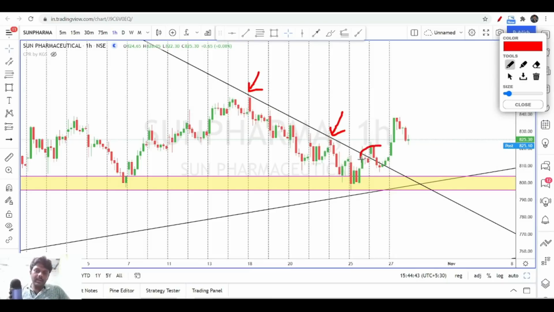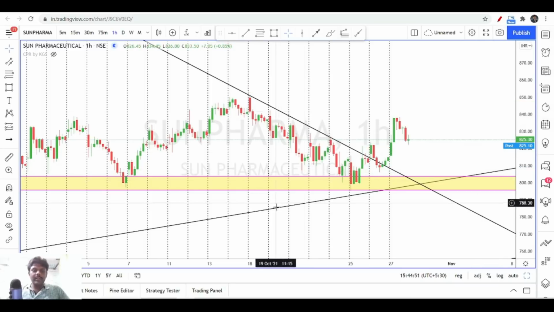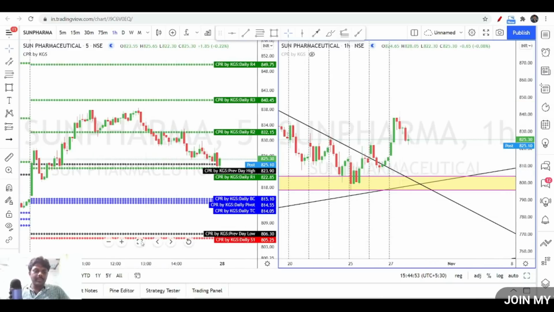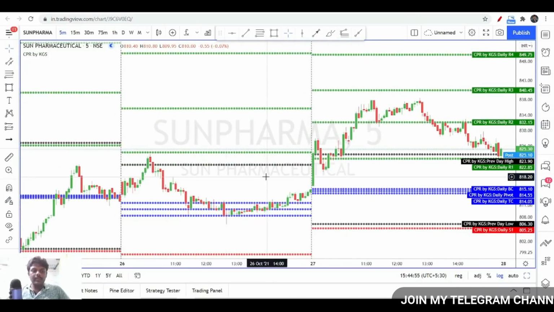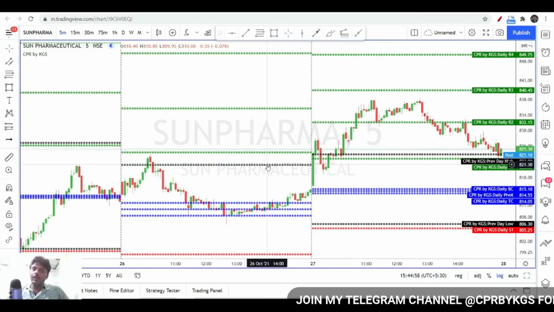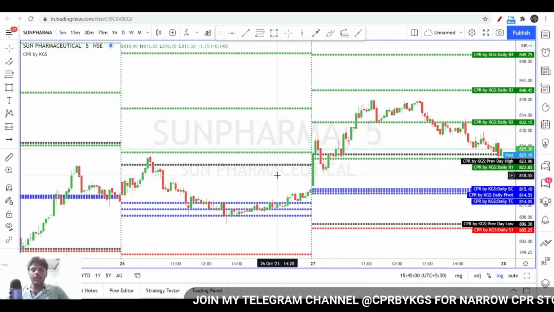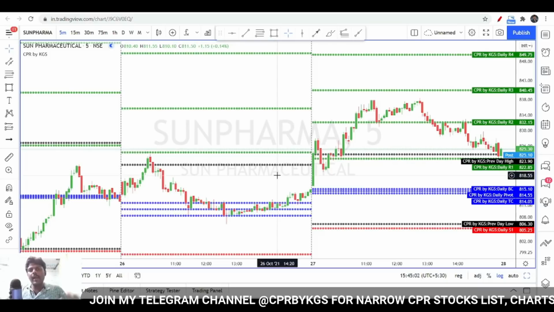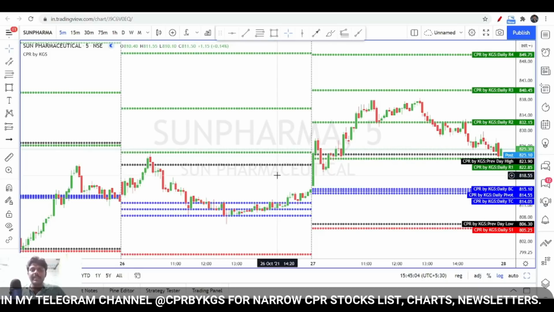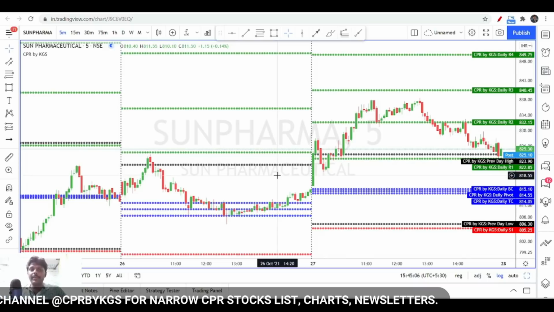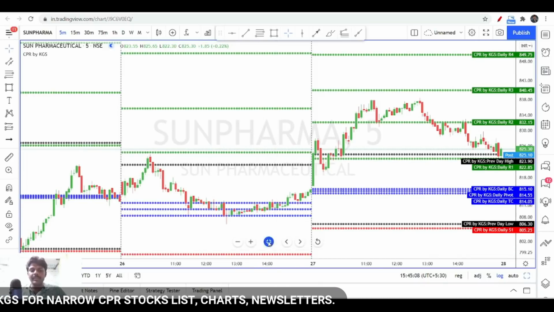Once this trend line is broken and once the candles are sustaining above this trend line, it is good for taking a long position. So yesterday Sun Pharma was breaking the trend line, but as you can see, R1 and previous day high was not broken. Same scenario happened yesterday in Tata Steel and the same scenario has happened today in Sun Pharma.